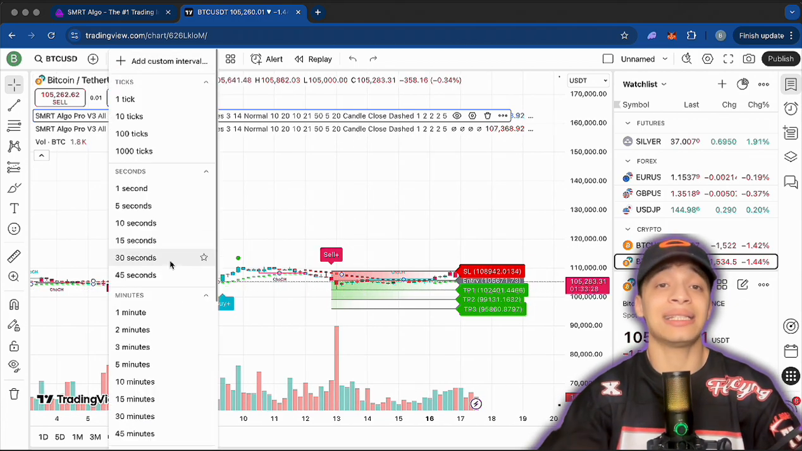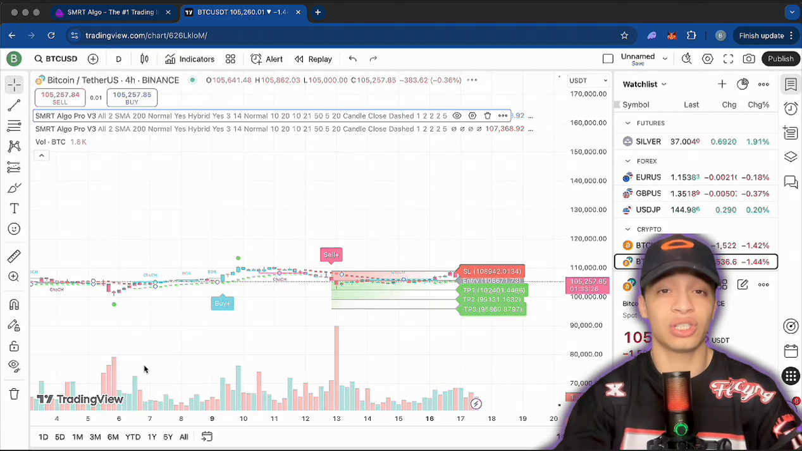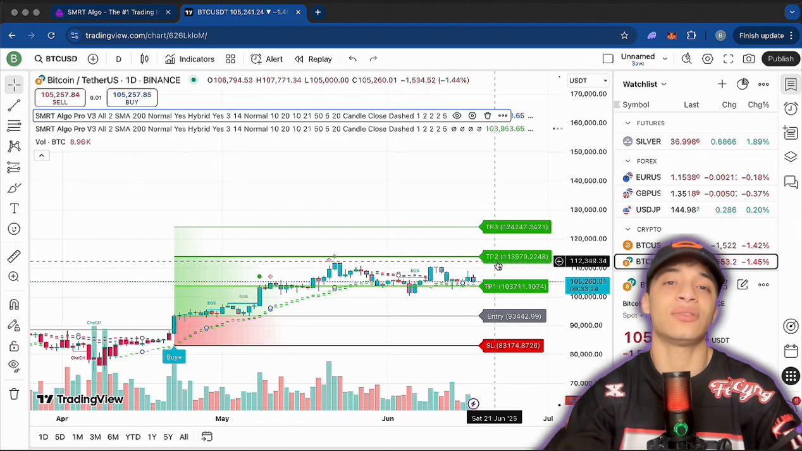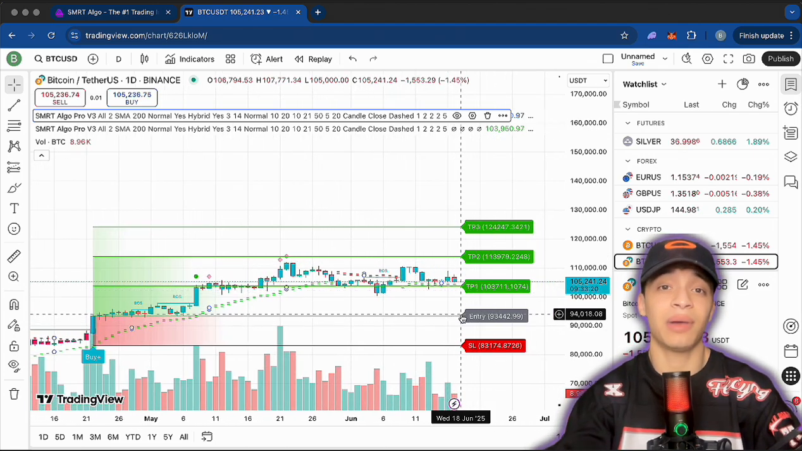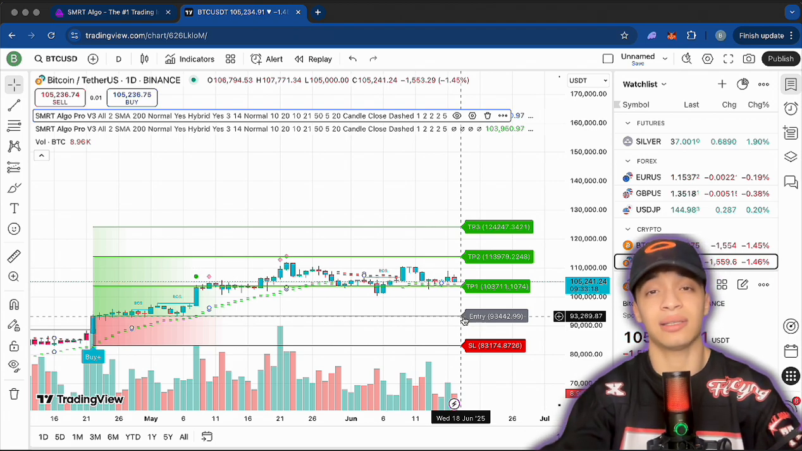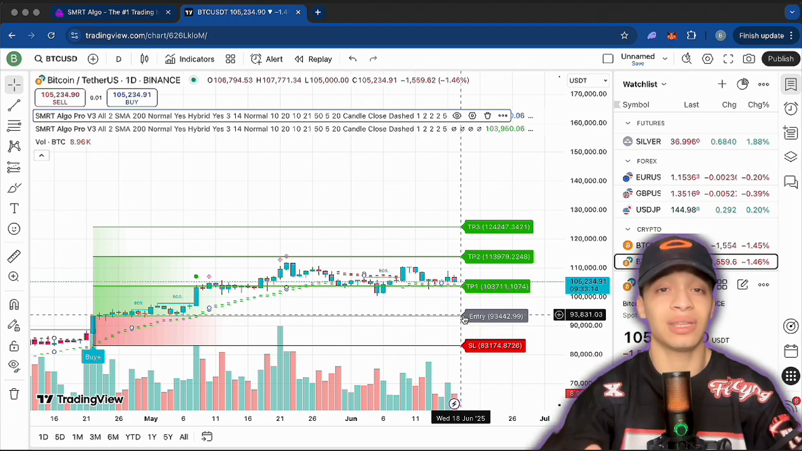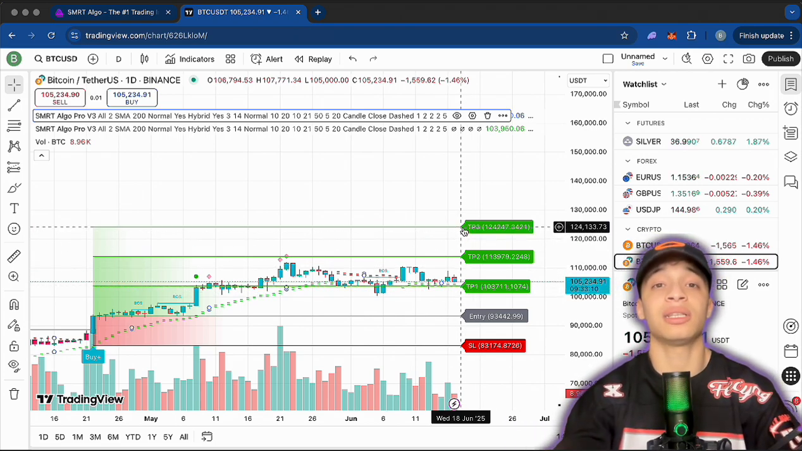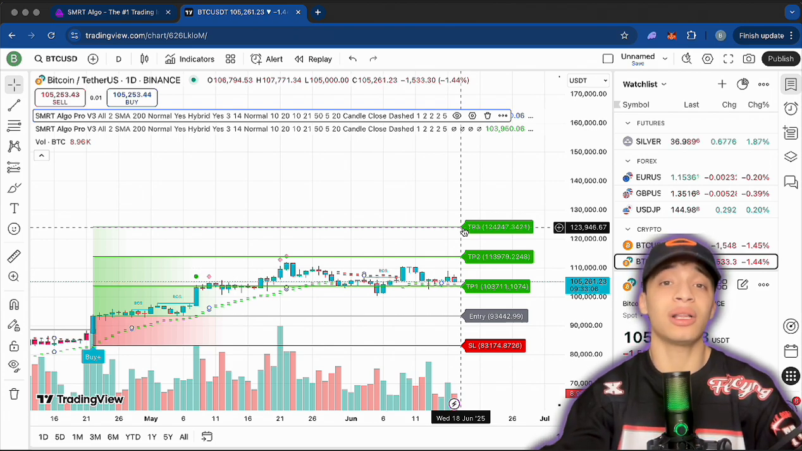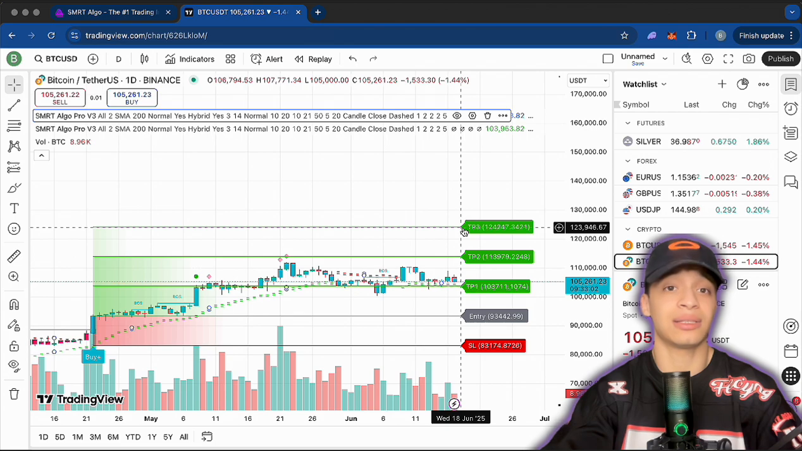On the daily chart, which I really recommend checking before entering any trade, the macro still looks bullish overall. We had a buy plus channel back at $93,000, and as of now we're still trading above that structure zone. Take profit 1, 2, 3 are plotted all the way up to $124,000. So while short term we're in a retracement, longer term bulls aren't dead yet.